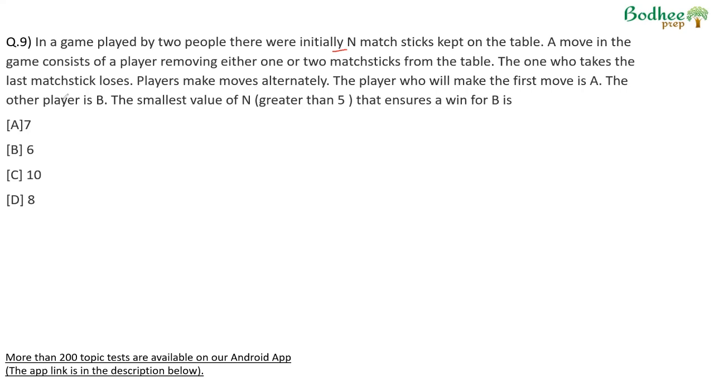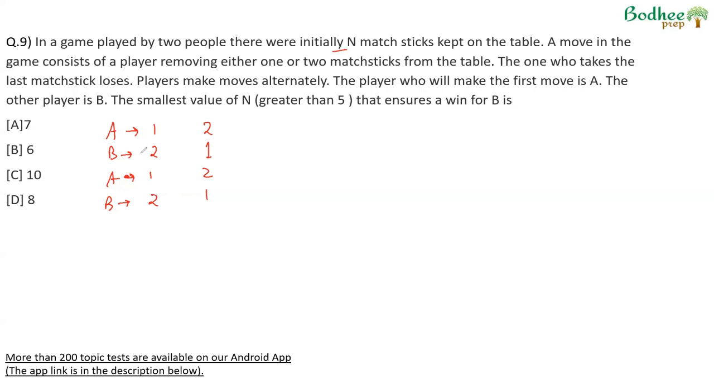So when A starts, A will either pick 1 or 2. In the second try, when B comes, B can add a number to this to make the total 3. So what we can do is we can pick 2 in this case or 1 in this case. So 3 matchsticks have been picked. Again, A comes, A will either pick 1 or 2. Correspondingly, B can pick 2 or 1. So in both cases, 6 matchsticks have been picked up.